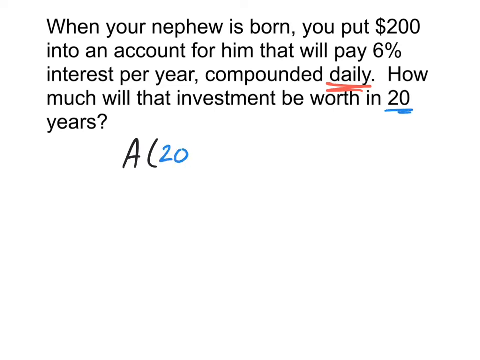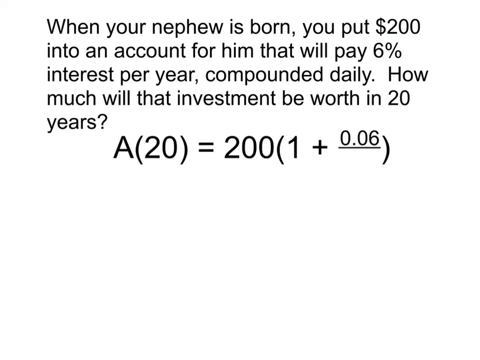So it's going to be A of 20 equals my P value, which in this case is 200, times 1 plus, and yes, it is plus because we're increasing. I'm going to take my 6% and turn it into a decimal. So 6 divided by 100, that's going to give me 0.06. Then that's going to be over the n value. And to find that n value, we use the fact that this is compounded daily.